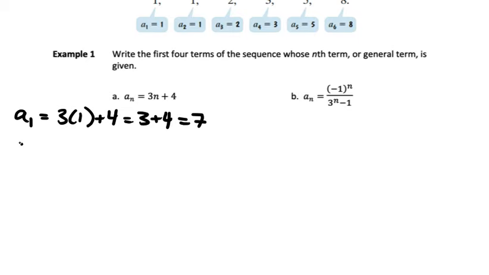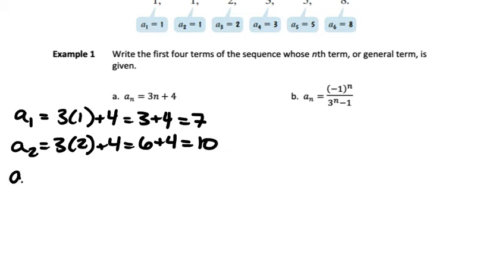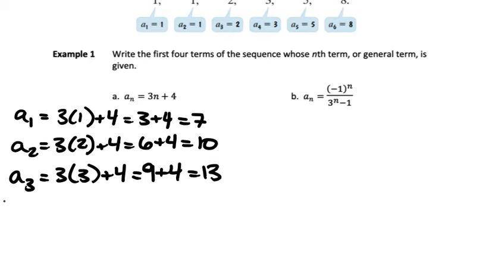For my second term, I would plug in 2. So that's going to be 6 plus 4, which is 10. For my third term, I would plug in 3. So that's 9 plus 4, which is 13. And for my fourth term, I would plug in 4. 12 plus 4 is 16.